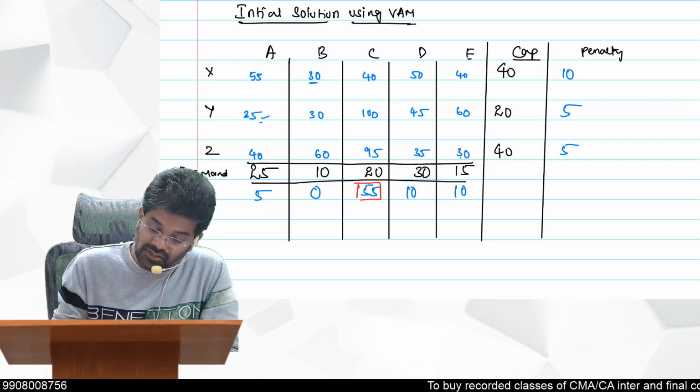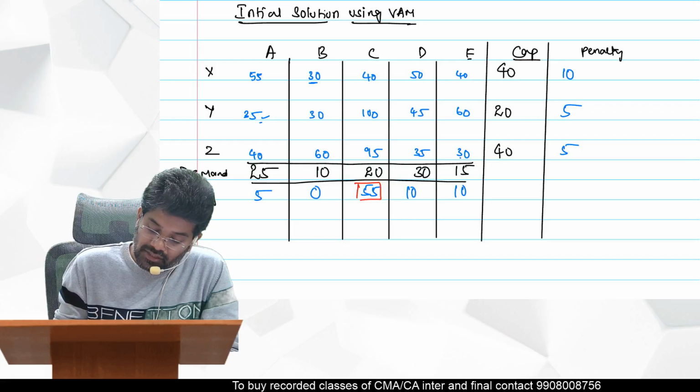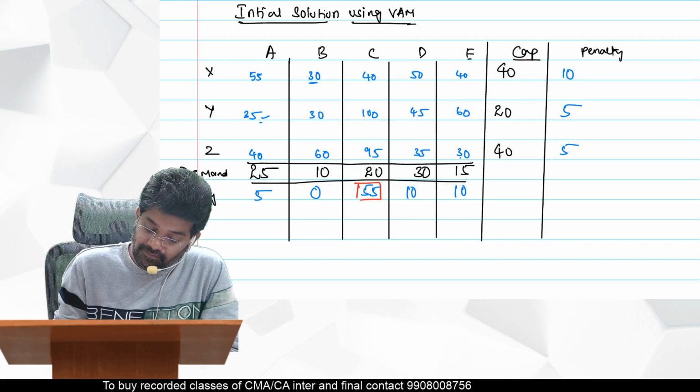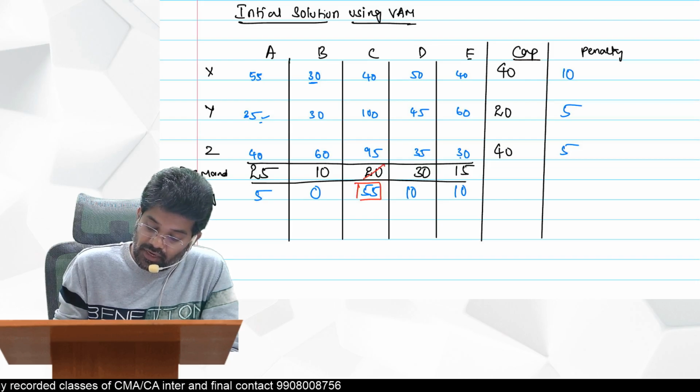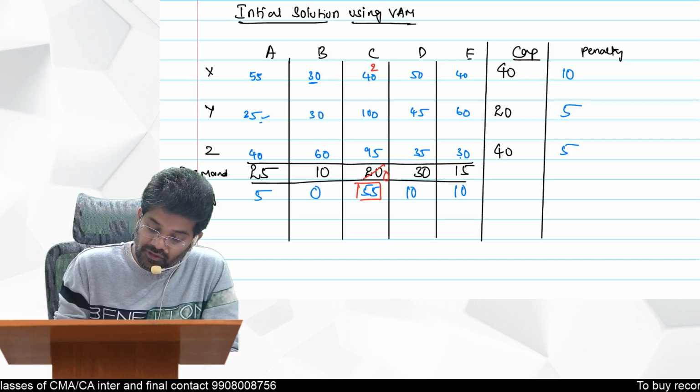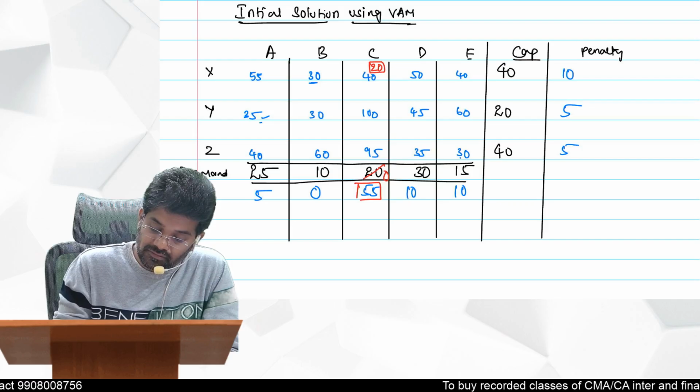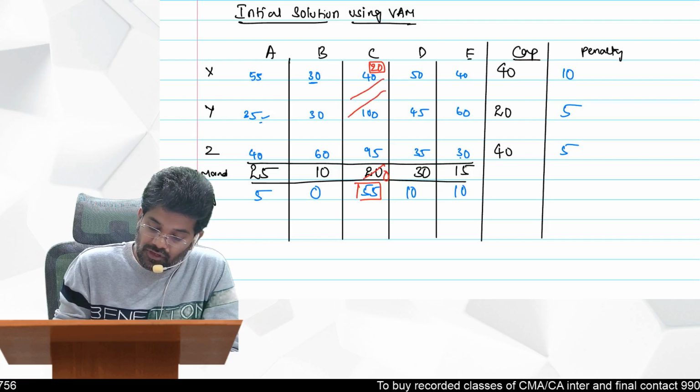What is the least cost? 45. What is the maximum allocation we can do there? 20 or 40, whichever is lower. So 20 I can do. So this you can cut now. You should not use this for further calculations.